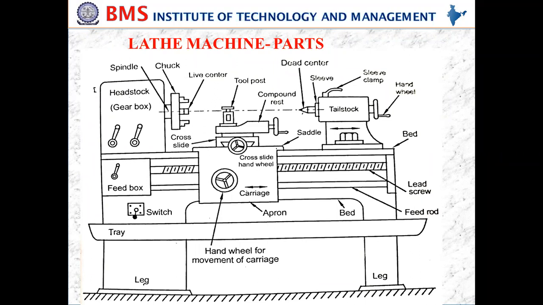The feed rod, lead screw, and all are called the carriage. In the carriage, the cutting tool is supported, moved, and controlled with the help of the carriage. Generally, it consists of, as I told you, the saddle. The saddle can be made to slide along the bed base.